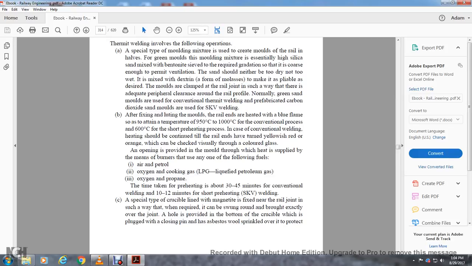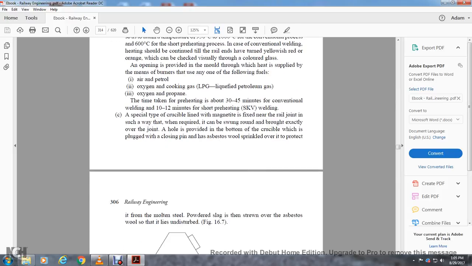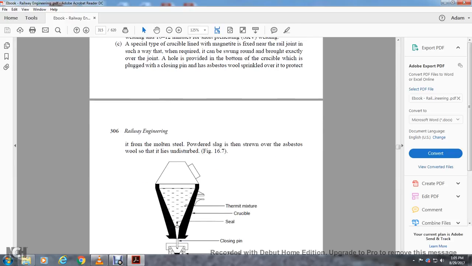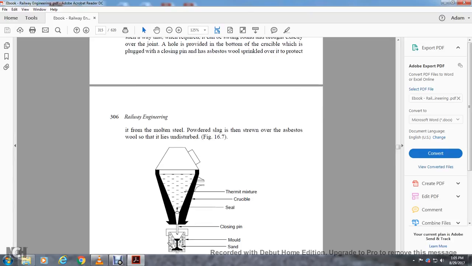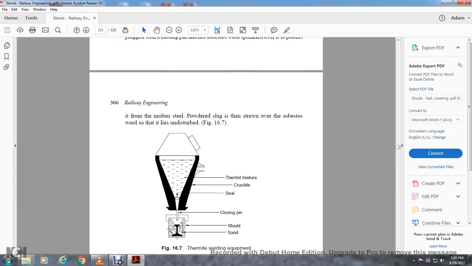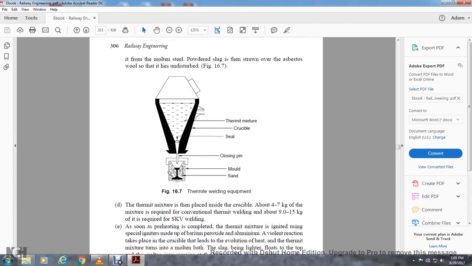The crucible is fixed in such a way that it can be swung around and brought exactly over the joint. A hole is provided at the bottom of the crucible, which is plugged with a closing pin, with asbestos wool sprinkled over the top of the pin. The thermite mixture is poured and the molten steel is ready, with the slag strewn over the asbestos wool, lying undisturbed. Figure 16.7 shows the thermite mixture in a crucible with a seal and closing pin, poured into the sand mold, and this is the thermite welding equipment.